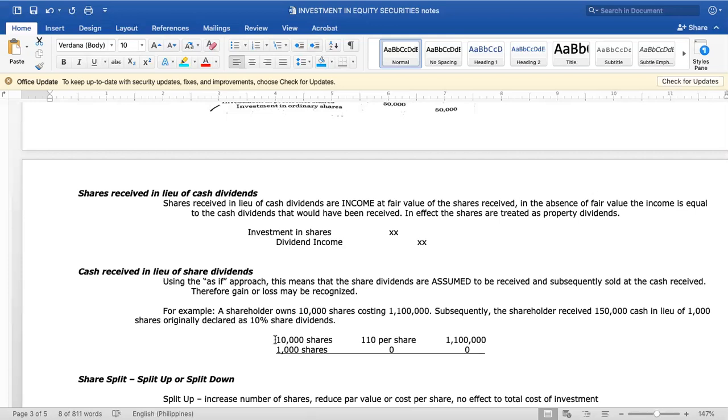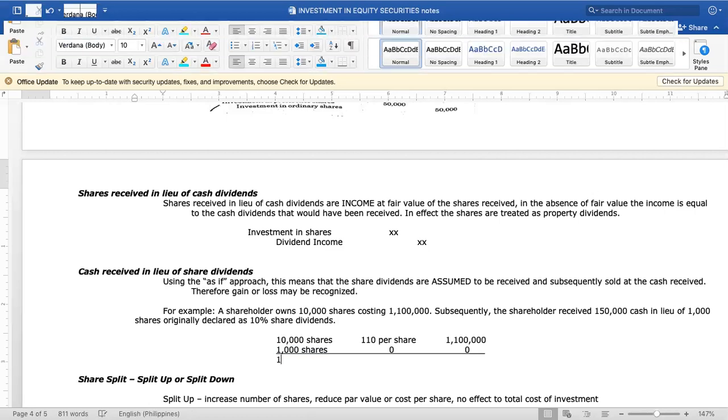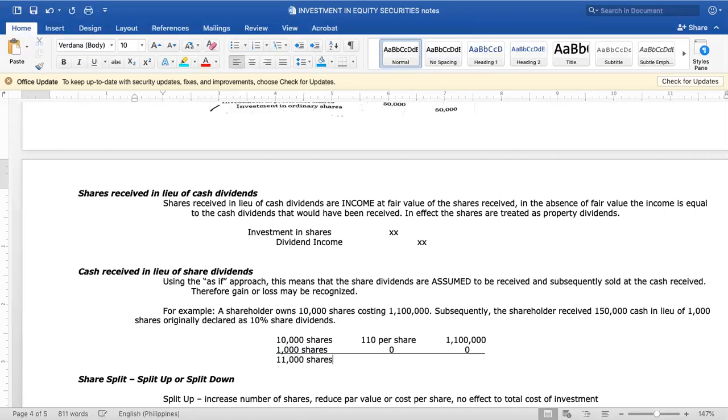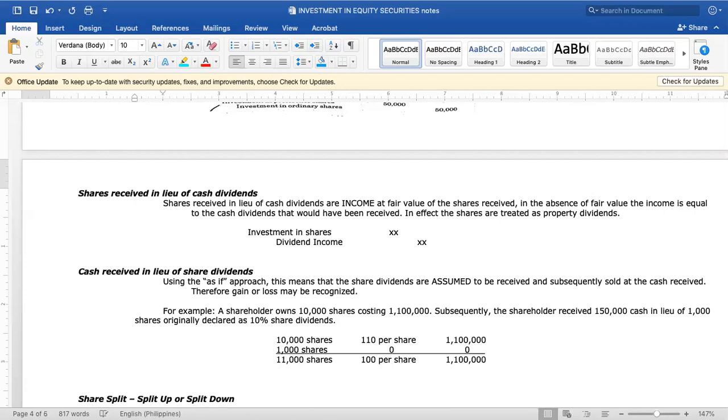So this is what will happen. So that's 10,000 ang original shares. We assume that we receive the 1,000 shares, di ba? So since share dividend man sa, it does not affect the total cost of investment. So our total shares right now is 11,000, but the total cost of investment is still 1,100,000. So this time, pila ang cost per share? So ni-decrease siya, that is 100 per share. Okay, after assuming that the shares were already received, say next, subsequently sold. So gibaligyan nato ang katong 1,000 nga atong nadawat nga share.